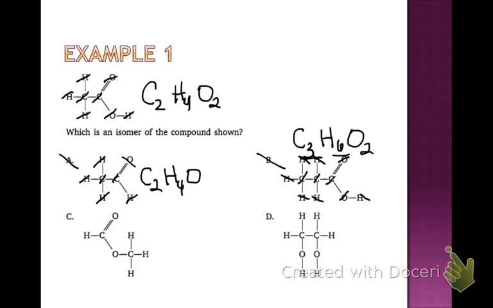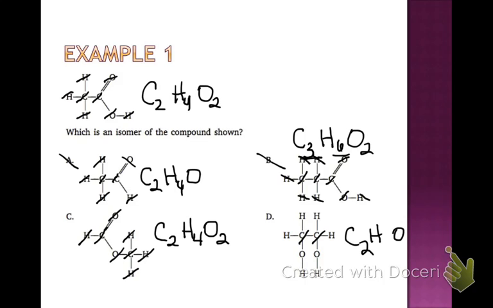Let's take a look at C. We have CHO. So we have 1, 2 carbons, 1, 2, 3, 4 hydrogens, and 2 oxygens. So this looks like it can be it. Let's just double check. Let's take a look at D. We have C, H, and O. So we have 2 carbons, 1, 2, 3, 4, 5, 6 hydrogens, and 2 oxygens. So D cannot be it as well because the number of hydrogens is different. So C must be our correct answer here.